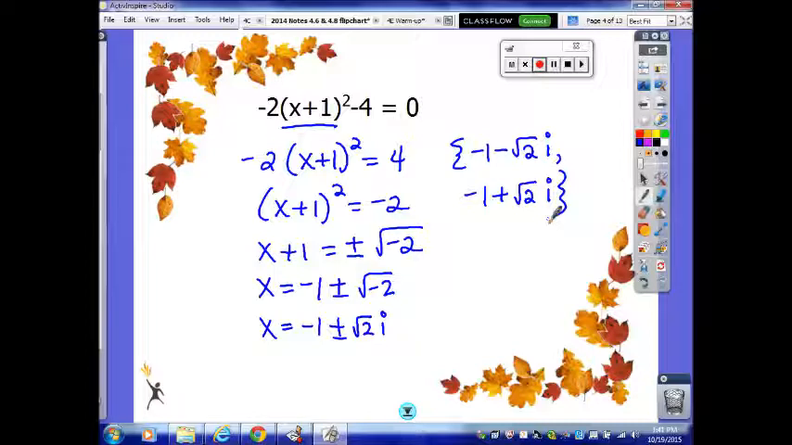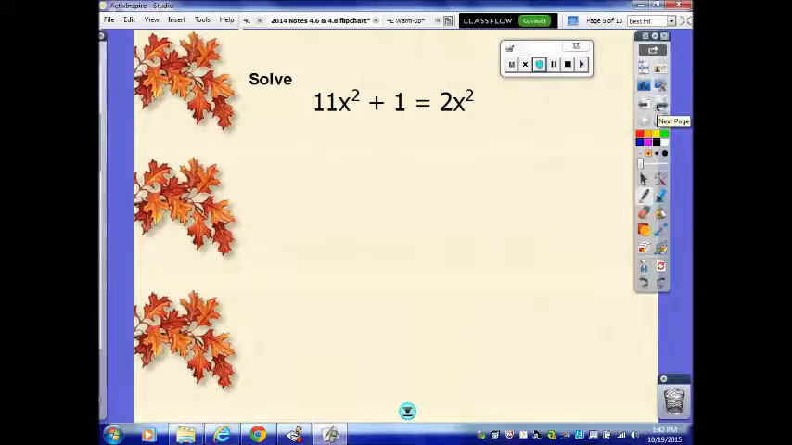When you have complex solutions, they always come in pairs. They're going to be conjugates of each other. You could also write it like this. I just write it in the previous form because that's standard form. Okay, so that's what we're going to be doing today, solving equations with non-real solutions. Let's look at one more where we can isolate. So notice here I just have a single x squared term, so I can combine like terms.